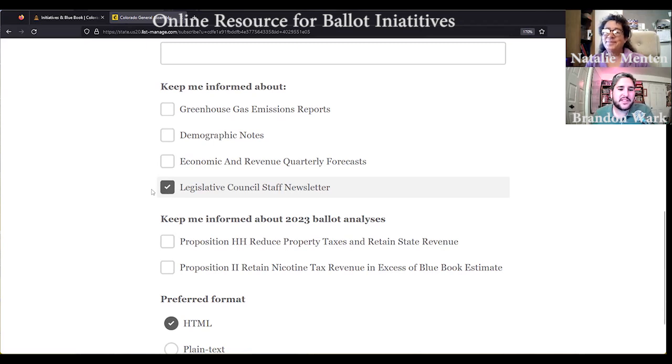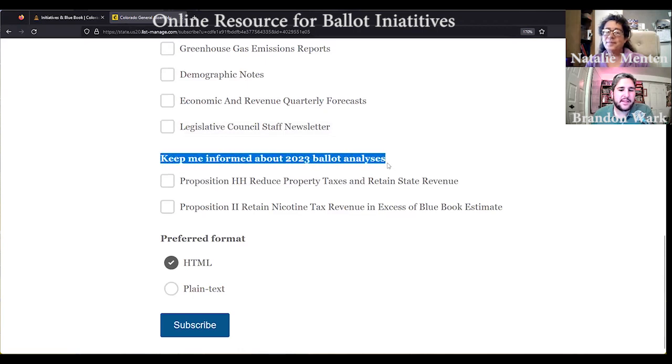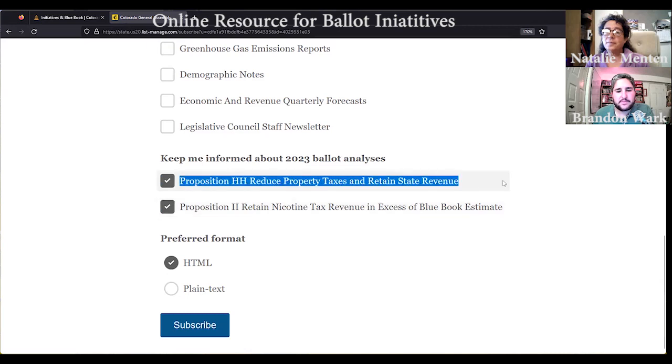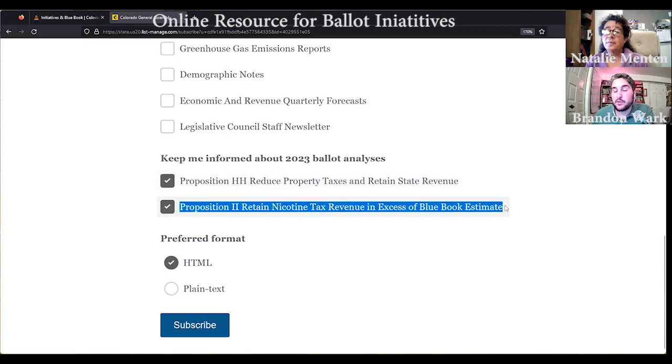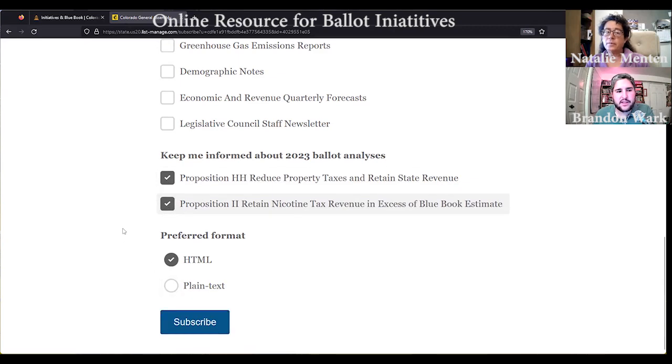And then for this purpose, we're really talking about this Blue Book process and this 2023 ballot. So keep me informed about the 2023 ballot analyses. You can click in on the two measures that will be on the ballot as of right now. Right here, Proposition HH, reduce property taxes and retain state revenue, and Proposition II, retain nicotine tax revenue in excess of Blue Book estimate. So click into those. You can subscribe right there.